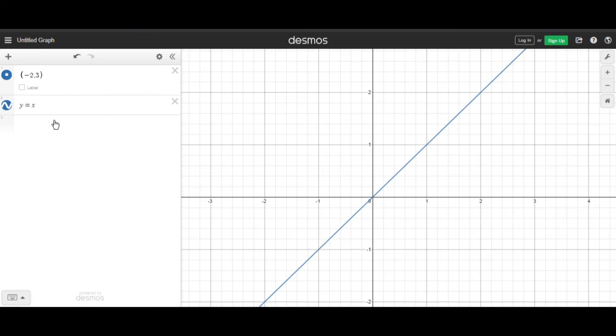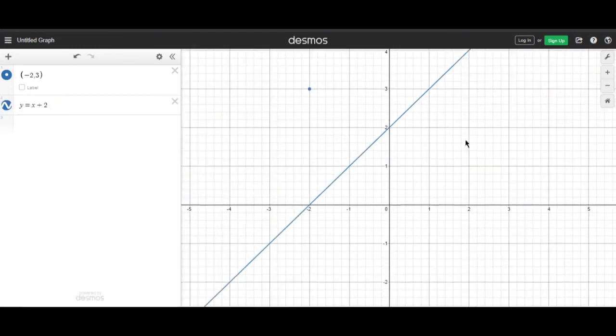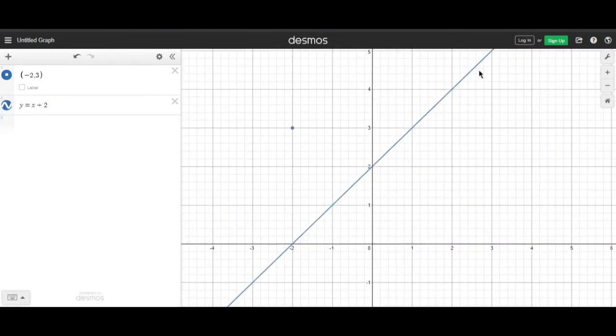Okay, so basically what do you have to do? Suppose you want to shift this line a little bit above. So you just have to add plus 3, suppose, or let's make it plus 2 right now. So this line is going through this point here. Okay, so the line shifted by plus 2.